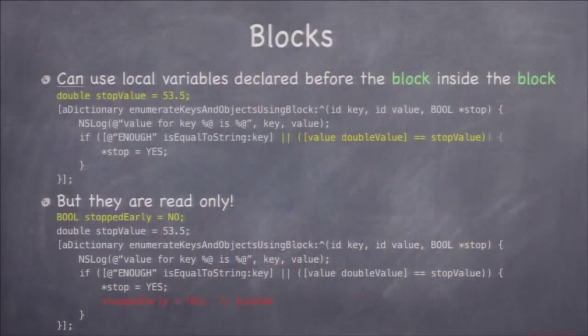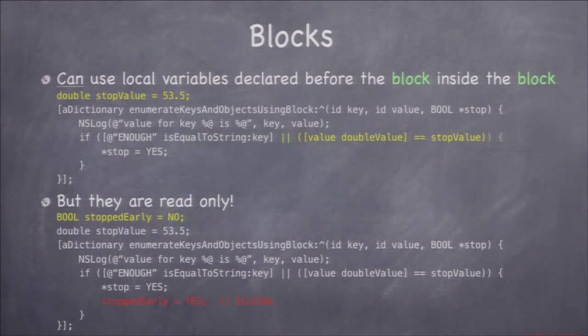Now, those variables, though, are read-only. Okay, so if I had another one, a bool stopped early, and I tried to set that inside my block, that would be an error. Compiler would not allow that, okay, because stopped early is read-only.